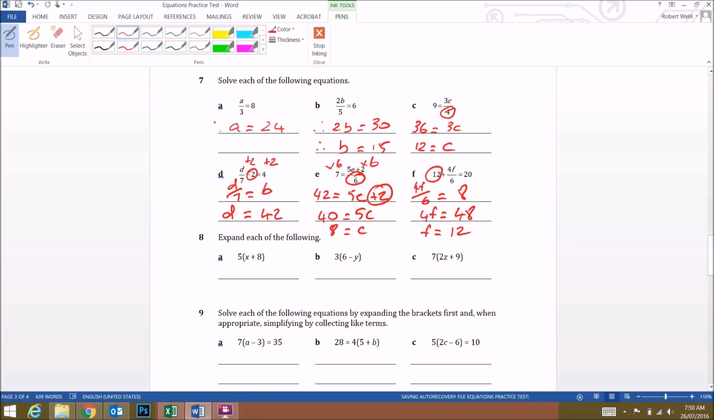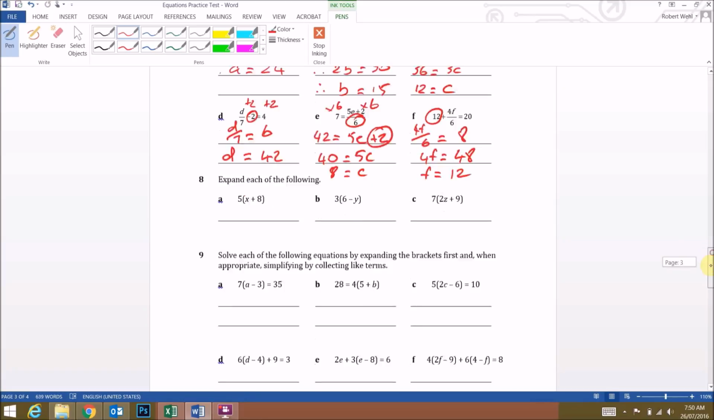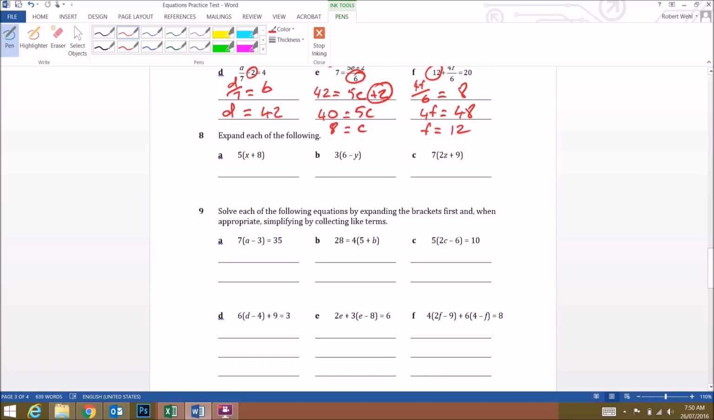So now I need to expand each of the following. So this is leading into expanding our brackets and solving equations. So let's have a look at this one here. Remember, when you expand brackets, you use the distributive law, which means that you multiply everything on the inside by what's on the outside. So 5x plus 40.